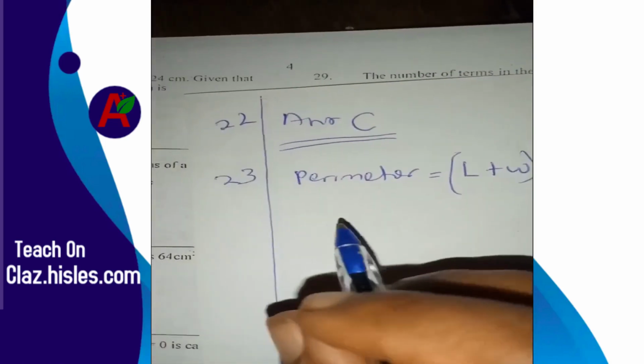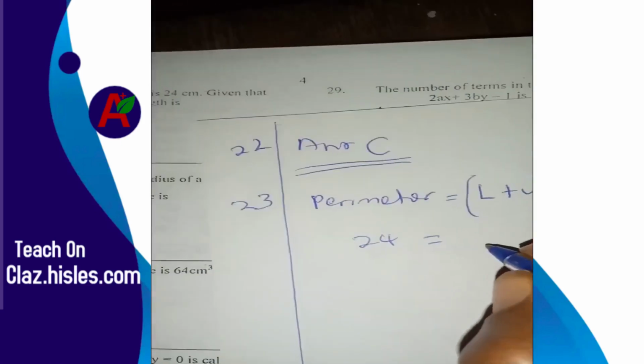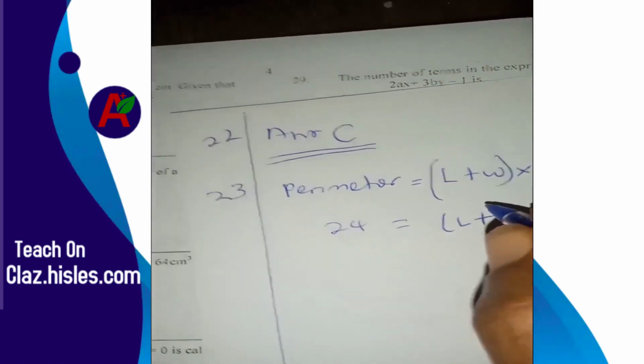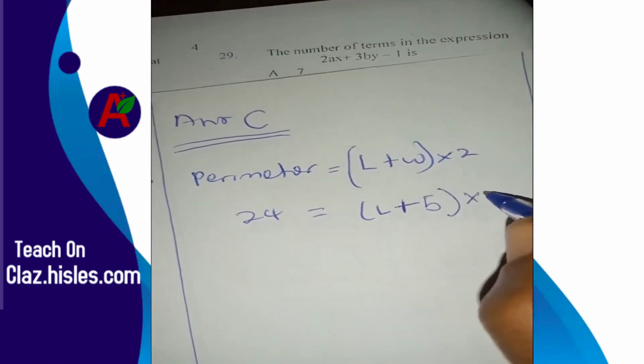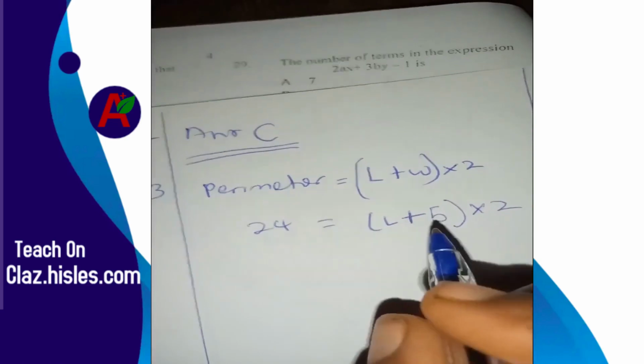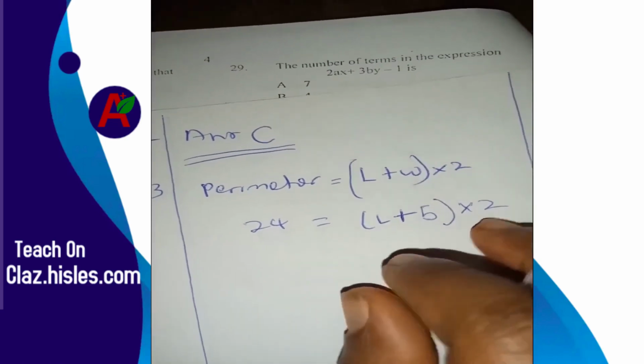Okay, so our perimeter of 24 is equal to length plus, what's our width? Our width is 5 centimeters, so (length plus 5 centimeters) times 2. That's why we have to make L the subject of the formula. So we'll take 2 to the other side.